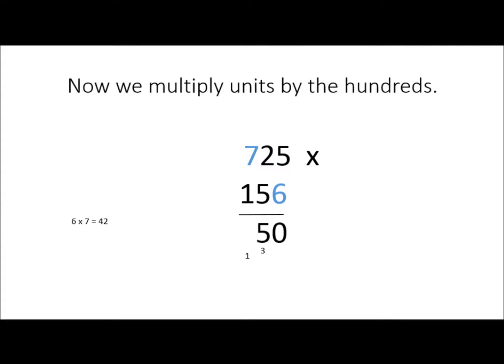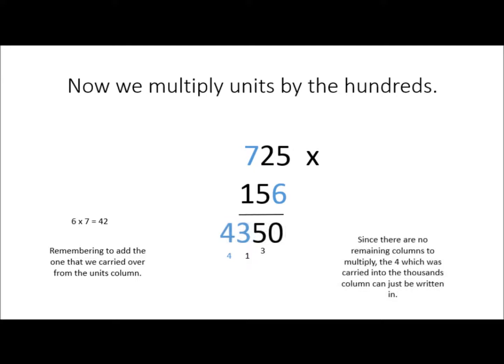And now we multiply the units by the hundreds. In this case, 6 times 7 is 42. We must remember though to add the 1 that we carried over from the units column. So 42 plus 1 is 43. So we write down the 3 and carry the 4. Since there are no remaining columns to multiply, the 4, which was carried into the thousands column, can just be written in.